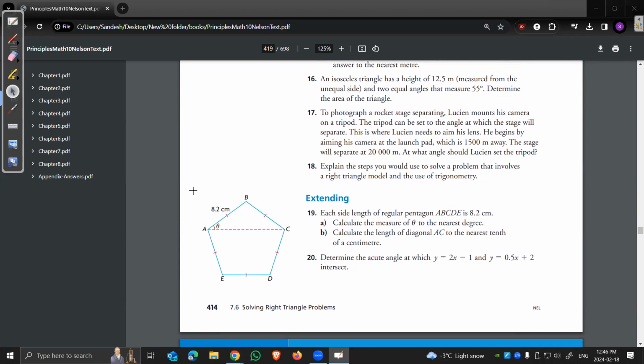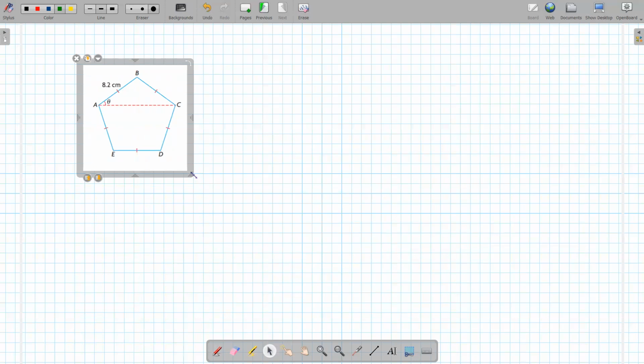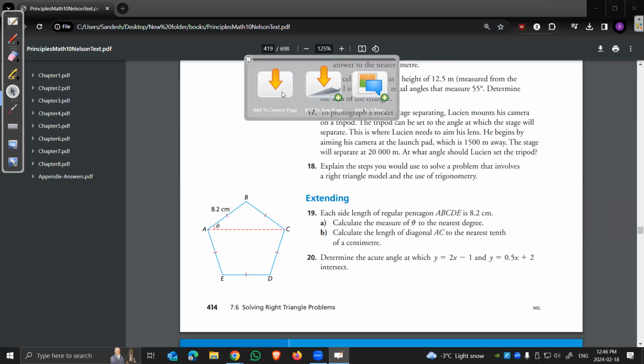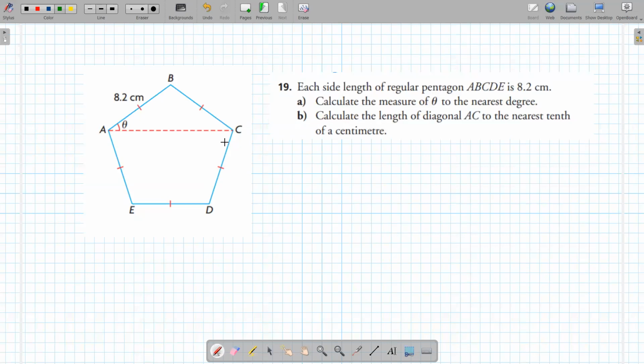Let's see if we can answer this one. So we have an equilateral pentagon. We know the side lengths, all of them are 8.2. Calculate the measure of theta to the nearest degree.